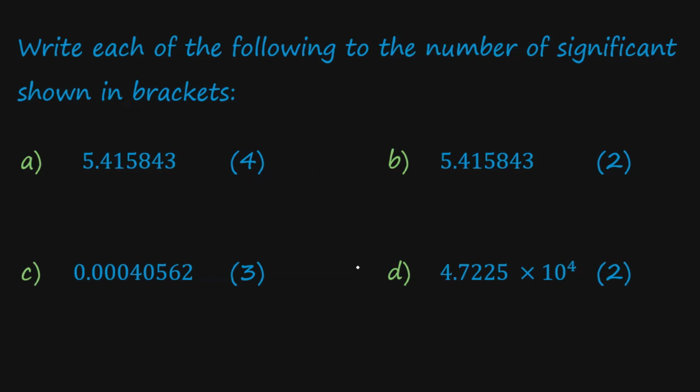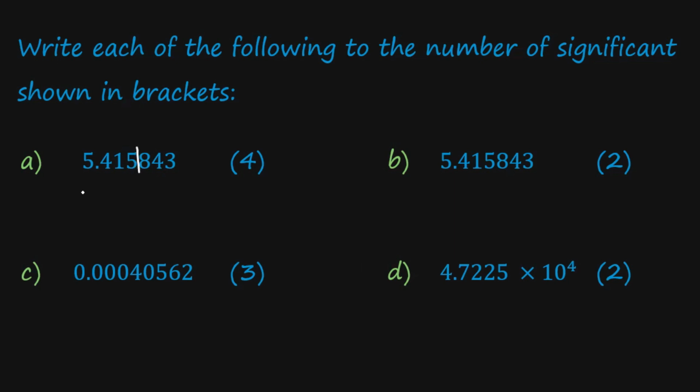So what we do is we look at this first one. We've got four questions here. We're just going to start with this first one, and we're rounding the number 5.415843 to four significant figures. Four is the number in the brackets there. And what we do first of all is we just count four places to the right. So our number's four, so we're going to go one, two, three, four. And then when we get there, we can just put a line like that.